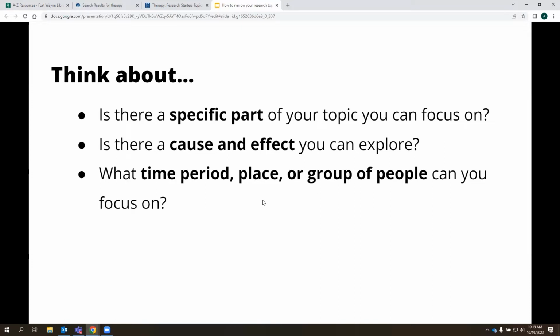What time period or place or group of people can you focus on? For our example in music therapy, we can talk about music therapy in elementary schools or with elementary school students. And time period is often helpful when narrowing down a history topic.